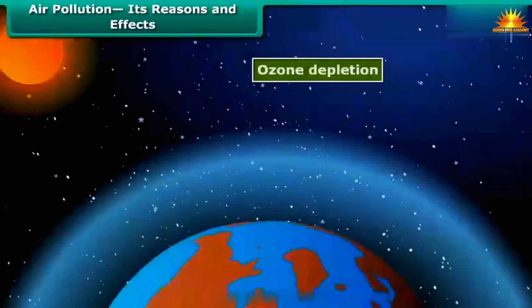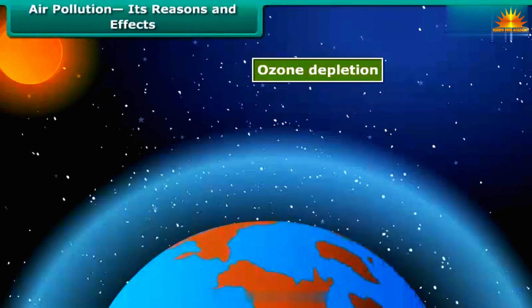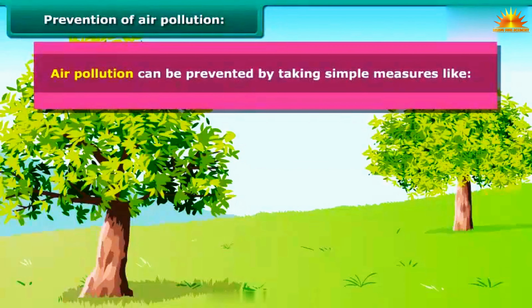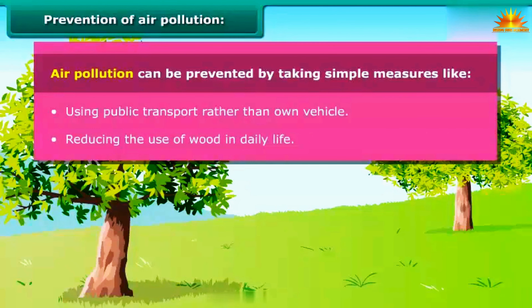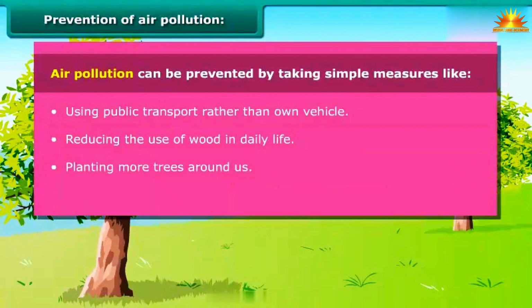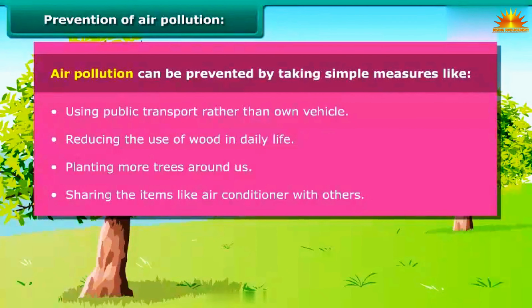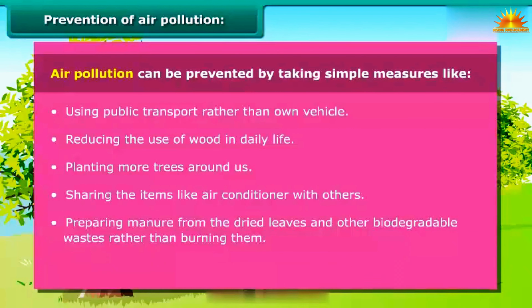Air pollution also creates global problems such as ozone depletion by gases like chlorofluorocarbon and global warming by carbon dioxide. Air pollution can be prevented by taking simple measures like using public transport rather than own vehicle, reducing the use of wood in daily life, planting more trees around us, sharing items like air conditioner with others, preparing manure from the dried leaves and other biodegradable wastes rather than burning them, reducing the use of perfumes, deodorants, etc.